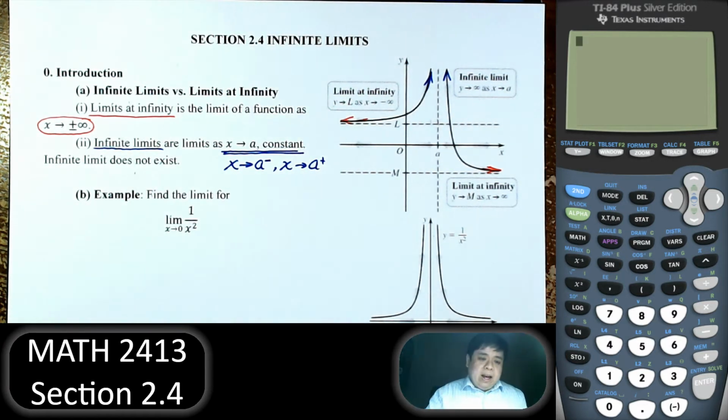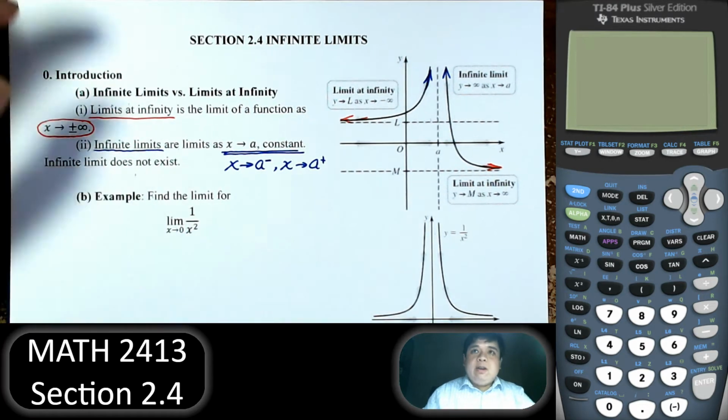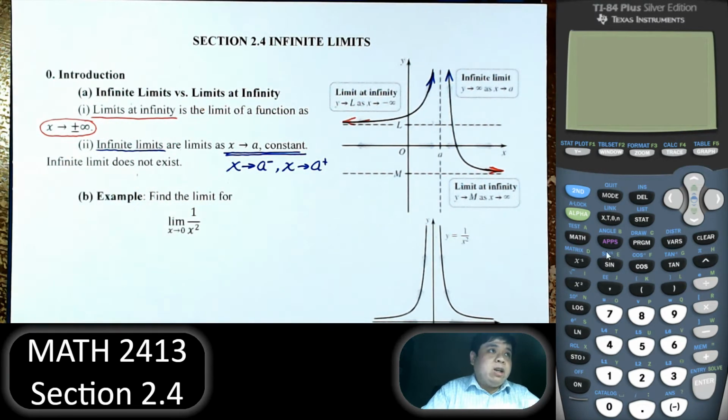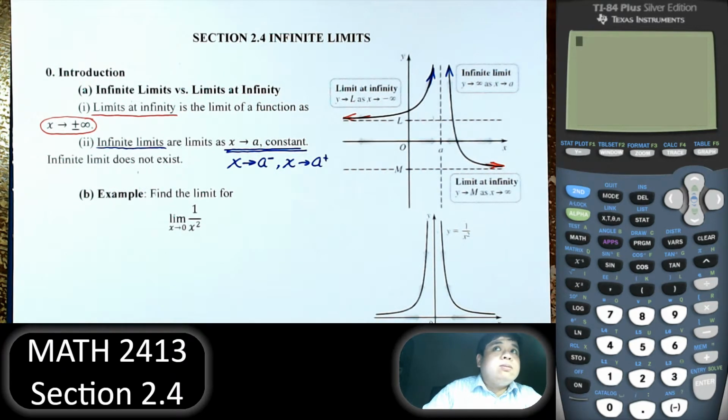So first, let's find the limit of 1 over x squared. I will graph y equals 1 divided by x squared, or if you want a fraction, Alpha, y equal to that fraction 1 over x squared. And the graph looks like that.